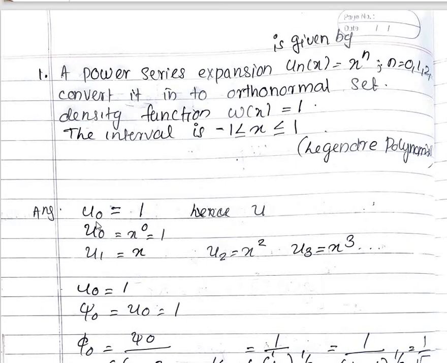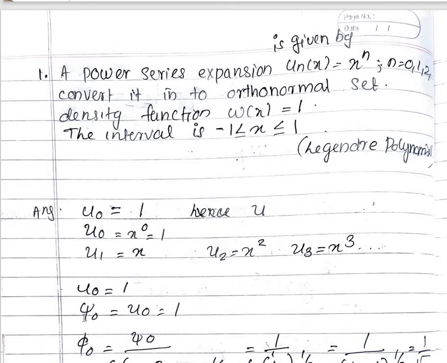So for the first function, we take n is equal to 0. So x raised to 0 is 1. u 0 is equal to 1. What is u 1? u 1 is x, u 2 is x square, u 3 is x cube, like that. So first we have to construct our first orthogonal function, that is u 0 is equal to 1. There is no other function, so it is an orthogonal function also.